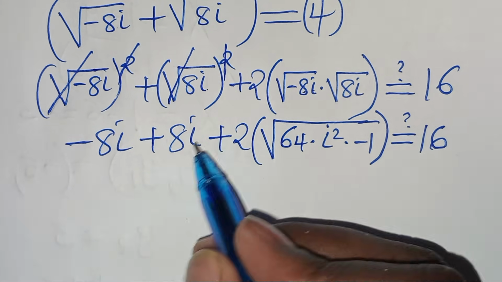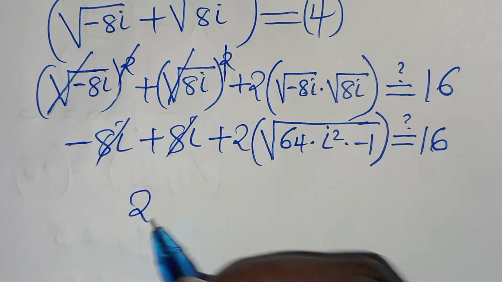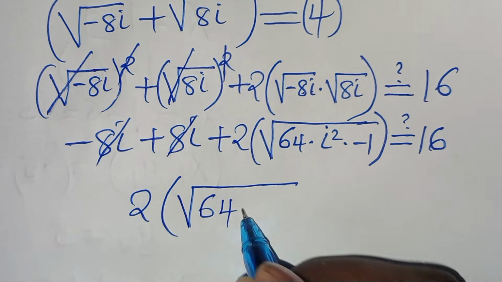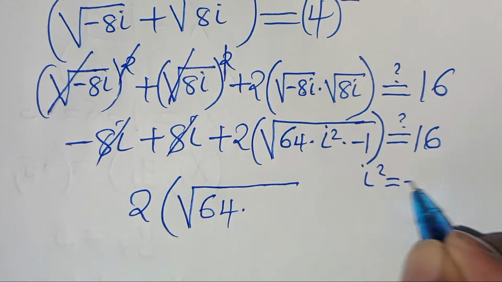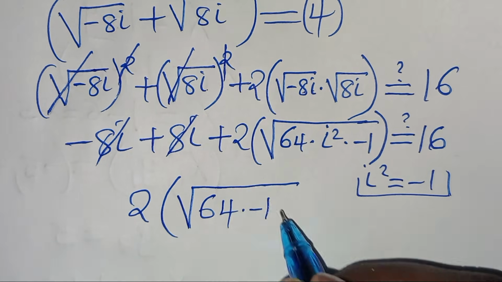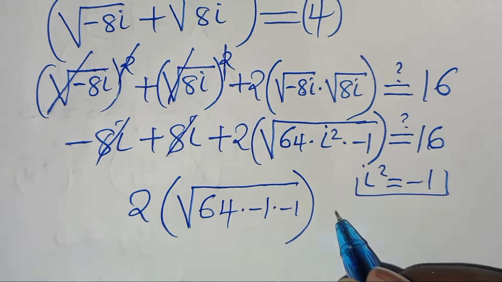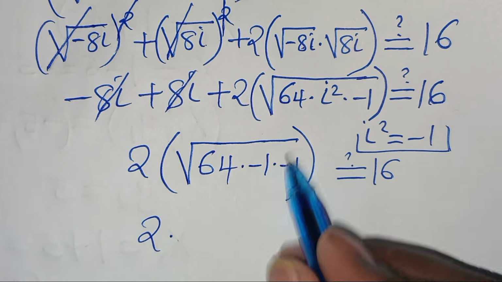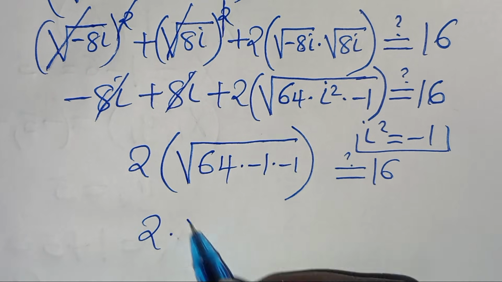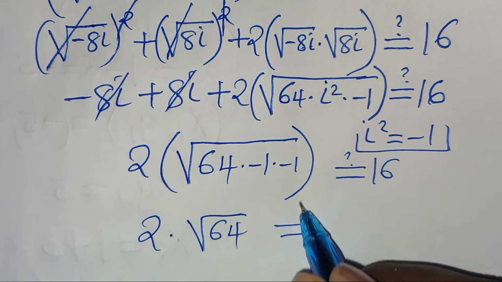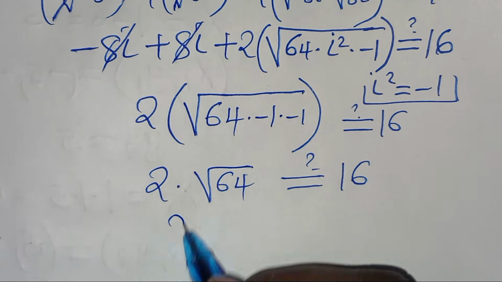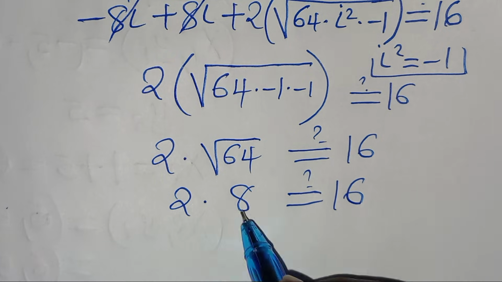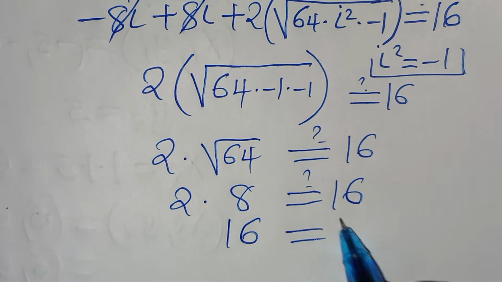Now, negative 8i plus 8i simplifies so that we have 2 in the parentheses, the square root of 64 multiplied by i squared, which is equal to negative 1. So times negative 1 times negative 1. This should give us a value of 16. So this is 2 times negative 1 times negative 1. This is 1 times 64. So we have the square root of 64, so we have 2 times the square root of 64. This is 8. This should give us a value of 16. 8 times 2 is equal to 16. And this is equal to 16.